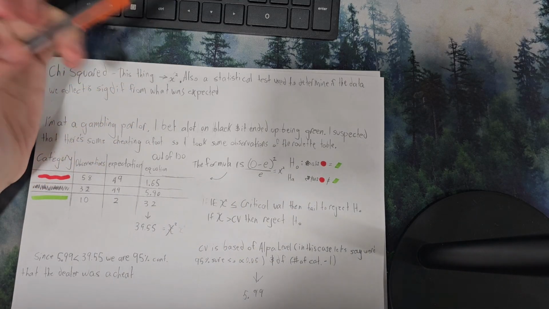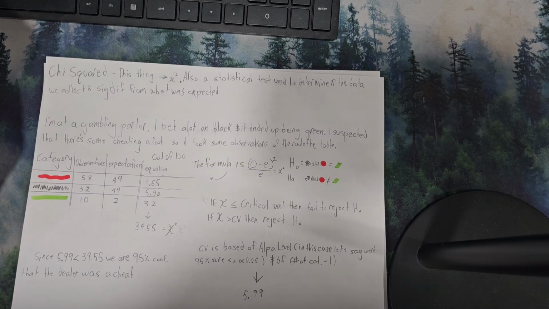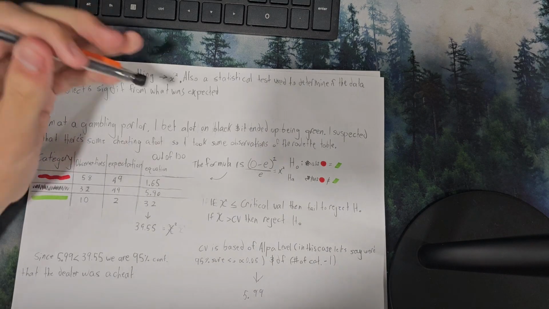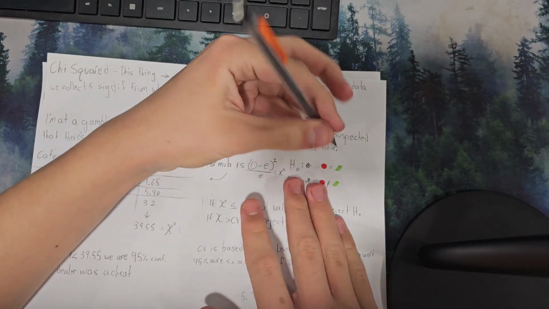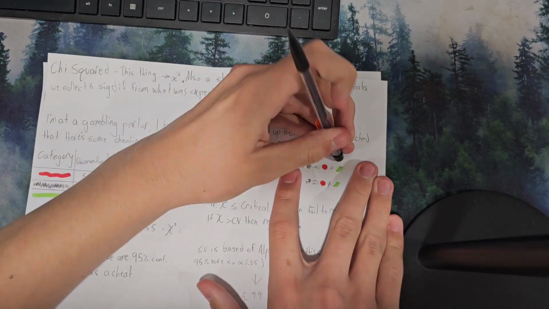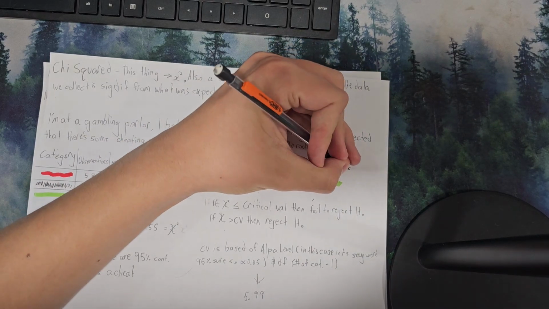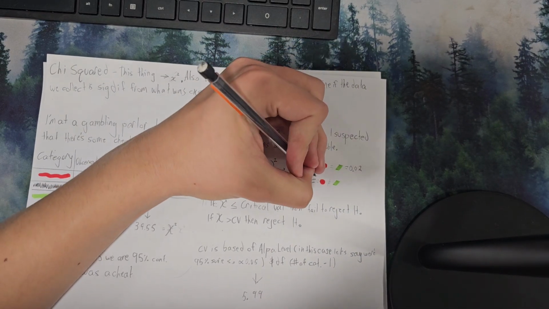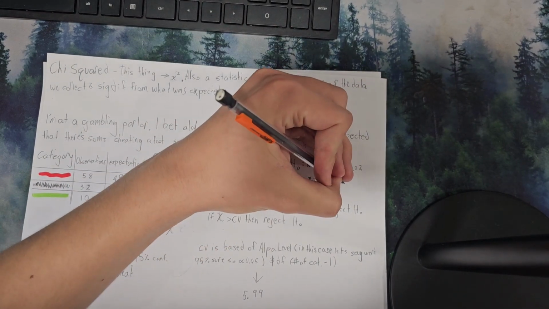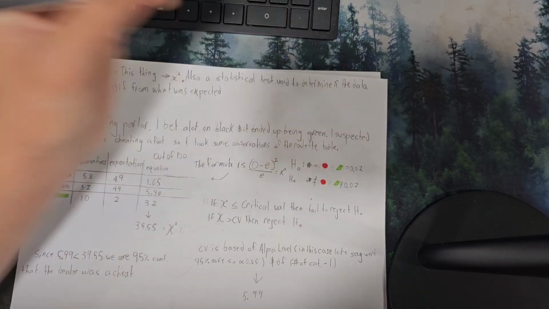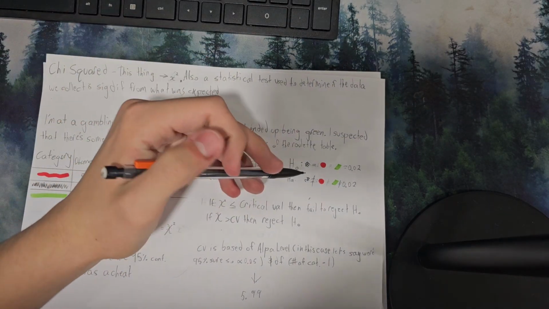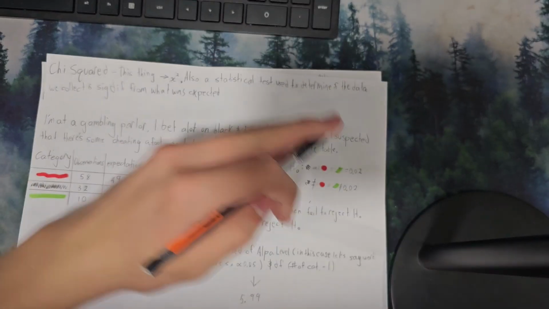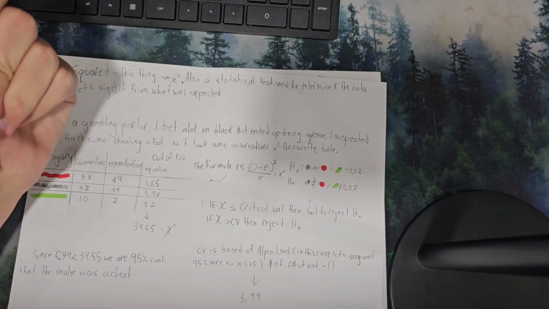Now, my null hypothesis is that there was no cheating at all, right? Green is equal to 0.02, and the red and black are the same. My alternative hypothesis would be that red and black are not the same, and green is not equal to 0.02 probability.